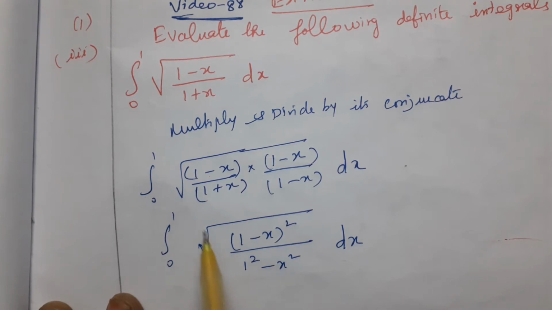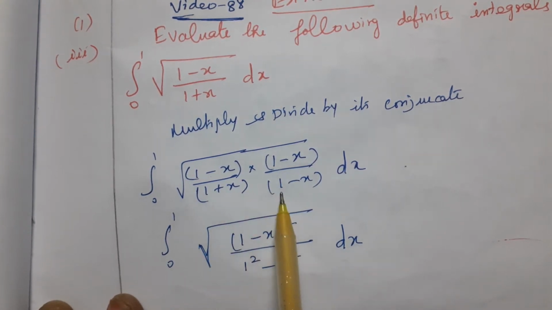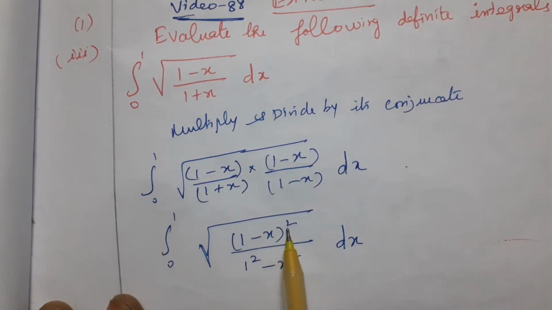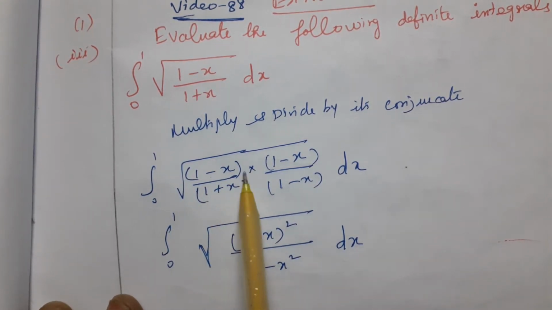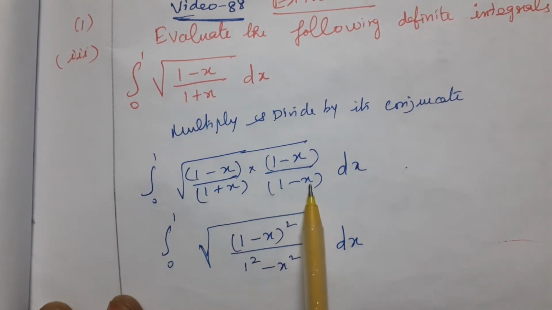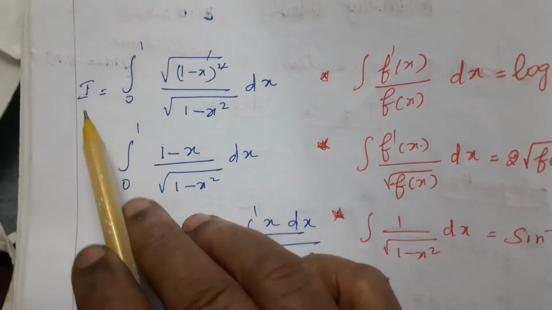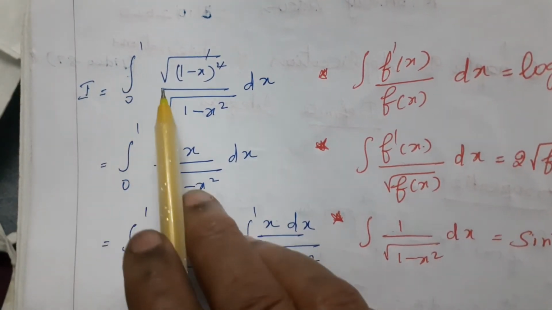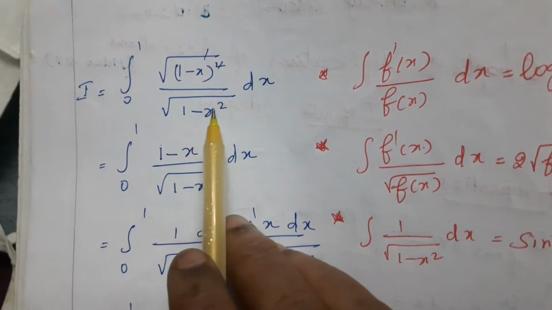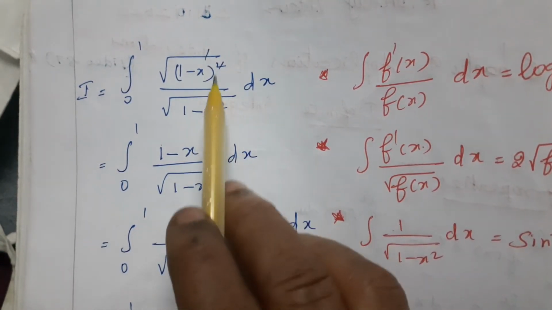So it is integral 0 to 1 root of (1 minus x) by (1 minus x). Now the numerator: 1 minus x into 1 minus x is 1 minus x the whole square, that is a minus b into a minus b is a minus b the whole square. Next, a plus b into a minus b is a square minus b square, 1 square minus x square, dx. Now integral I equals 0 to 1 root of (1 minus x) the whole square by 1 minus x square. So cancel the square root in the numerator.